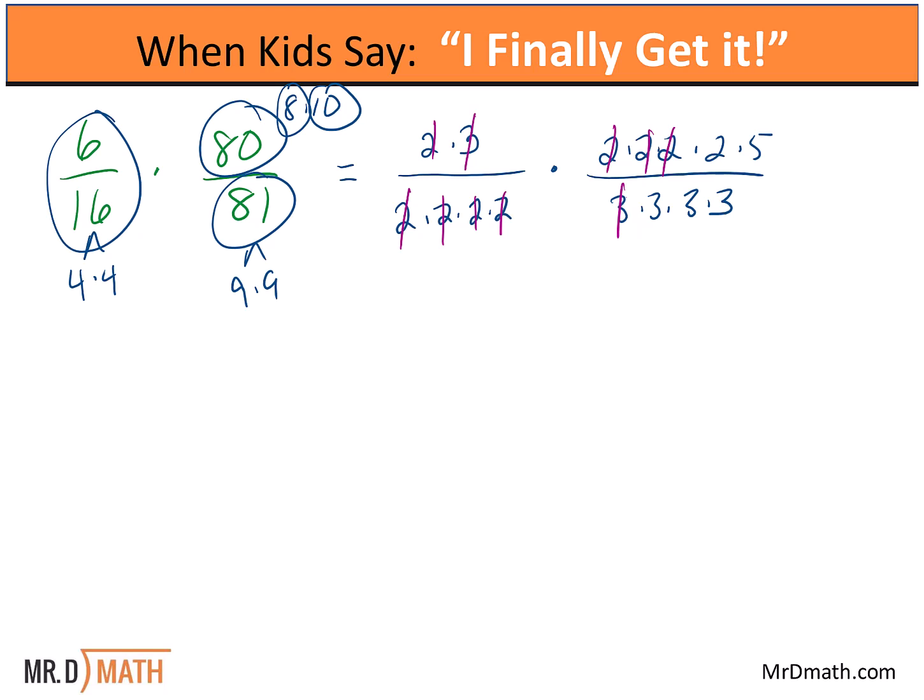And, well, that's it. I'm done. There isn't anything else. Why? Because there's no more 2s to cross out on the bottom. There's no 5s to cross out on the bottom. And what's left on the bottom is 3 times 3 times 3.